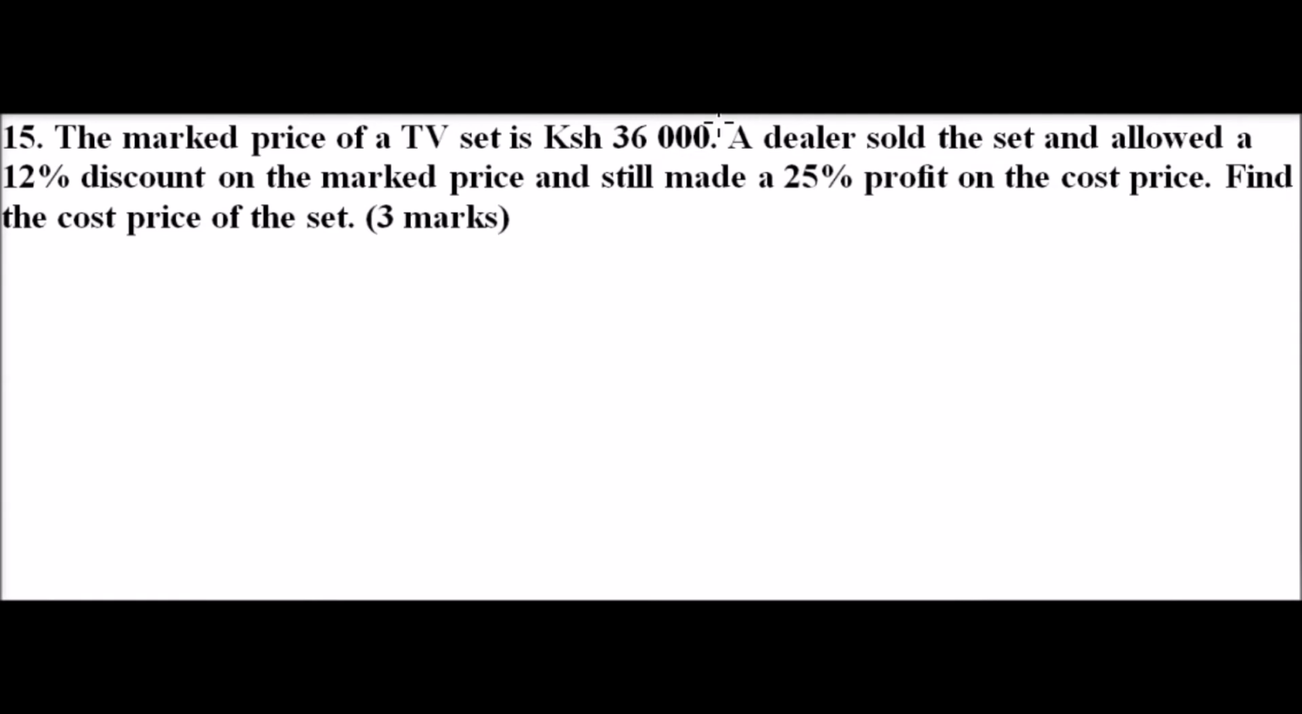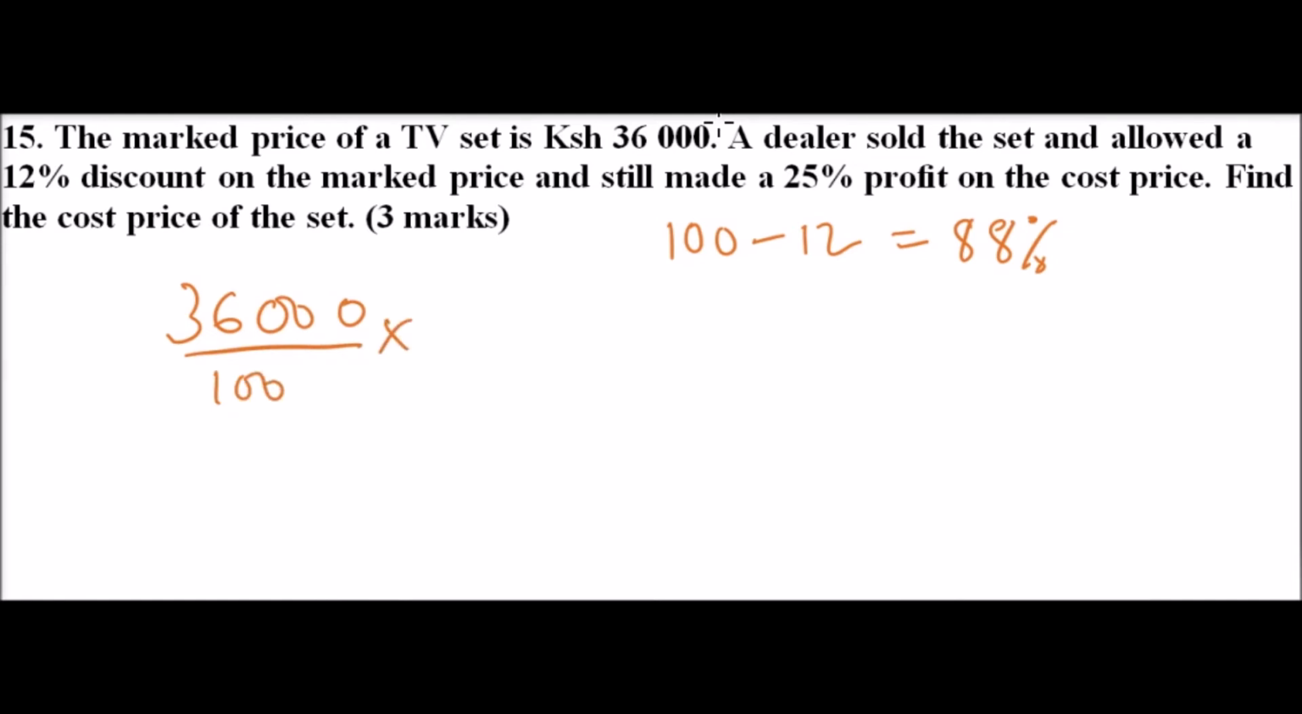So if we allowed the 12% discount, then it means he sold at 88%. That is 100 minus 12. That will give you 88%. So we calculate 88% of that 6,000. So we have 6,000 divided by 100, you multiply by 88. Once you multiply that, you should be able to get 1,680. So that is the amount before he sold the TV.